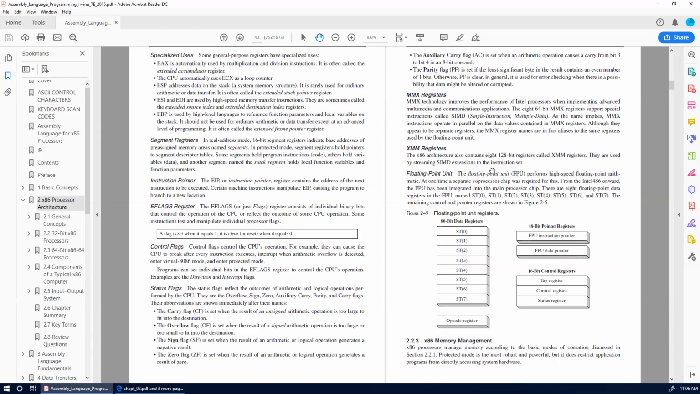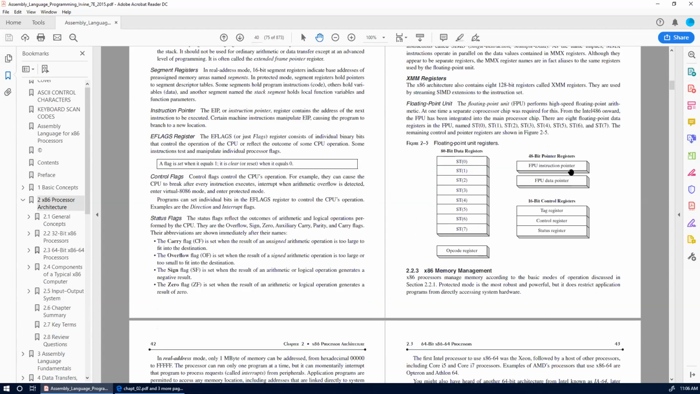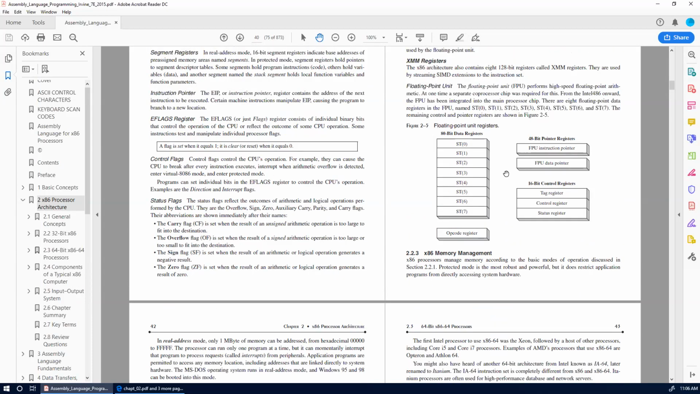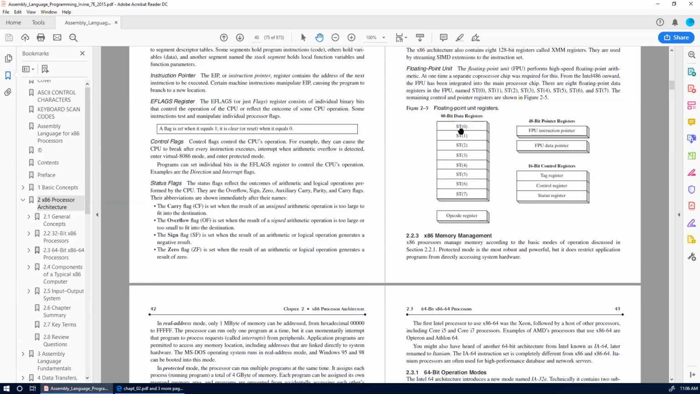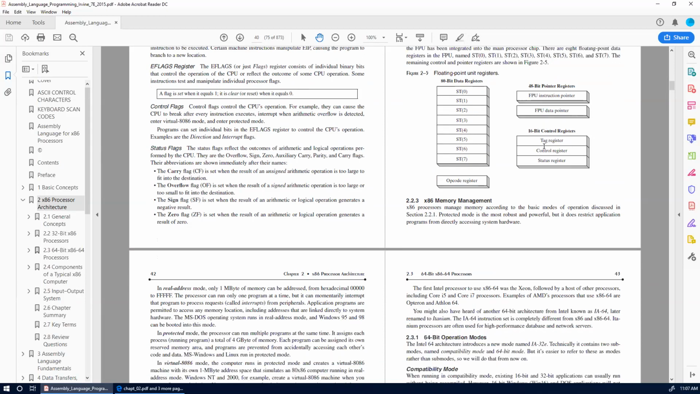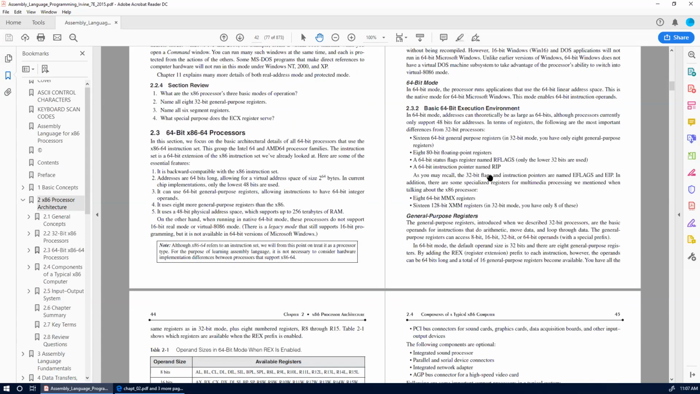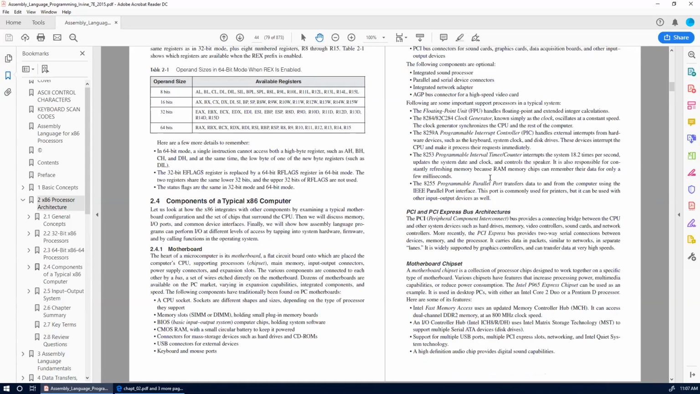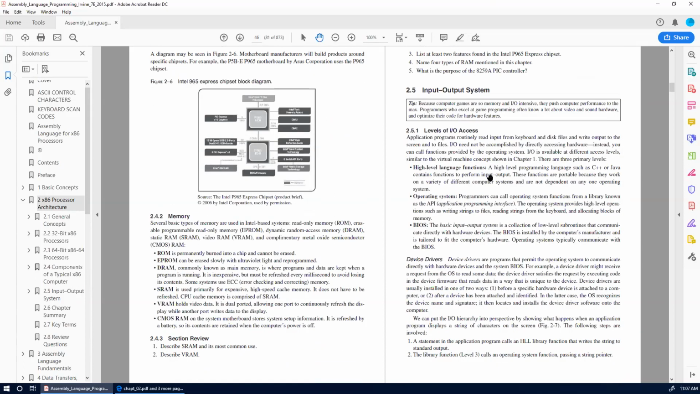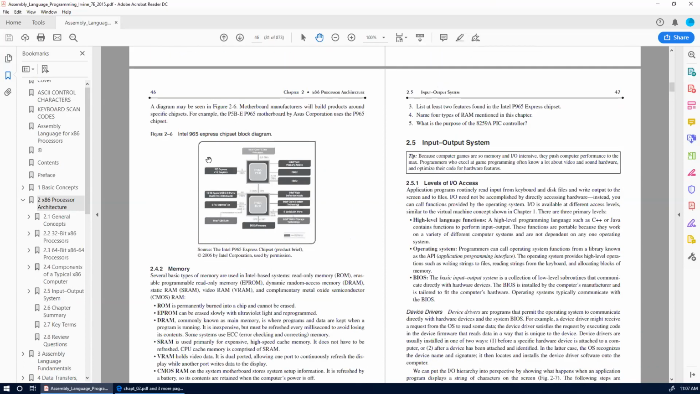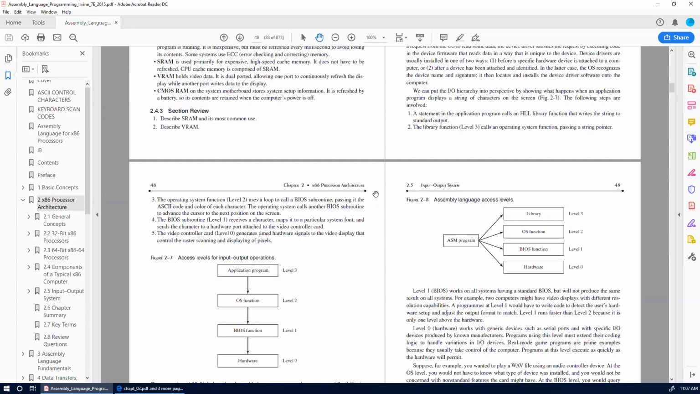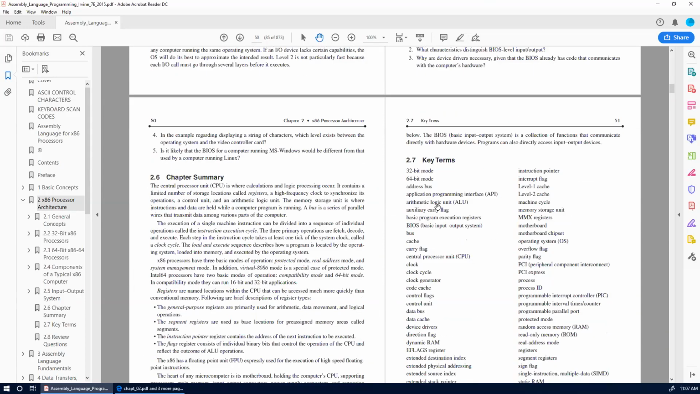And there are also these floating point registers. When the floating point processor was incorporated into the processor itself, the registers came with it. These are larger in size because it requires more accuracy. With 64-bit processors now, there's a 64-bit mode and a 32-bit mode, so you've got to pay attention to that. This chapter later on goes into what the motherboard looks like. That's not really that important for this class.